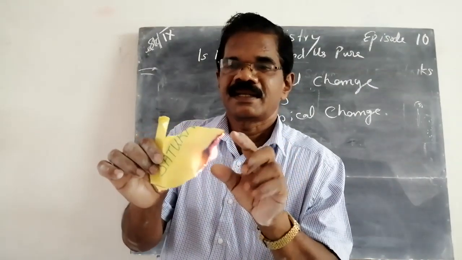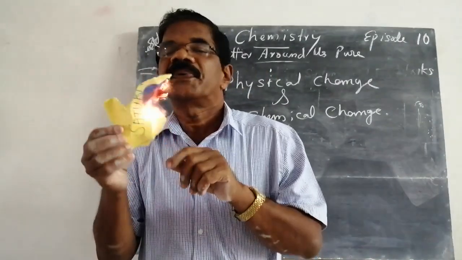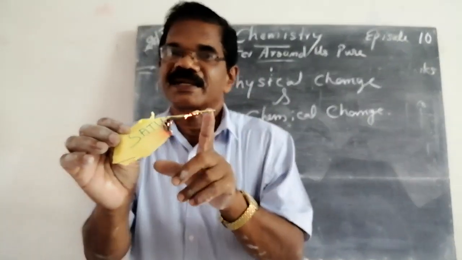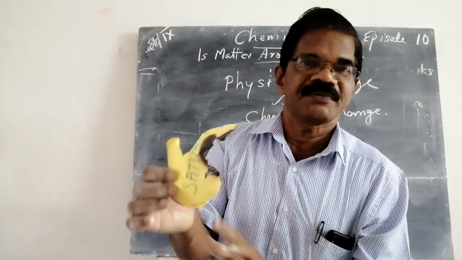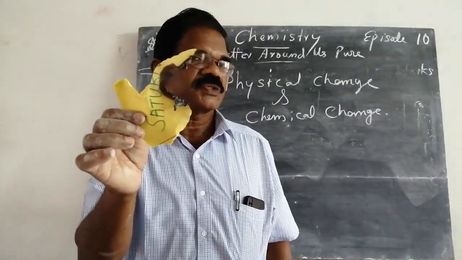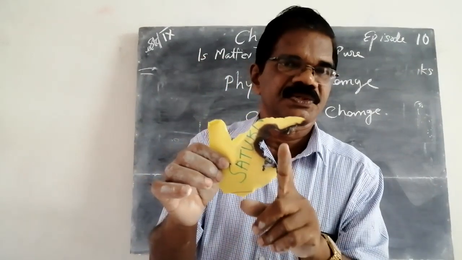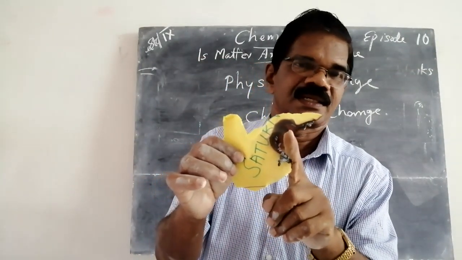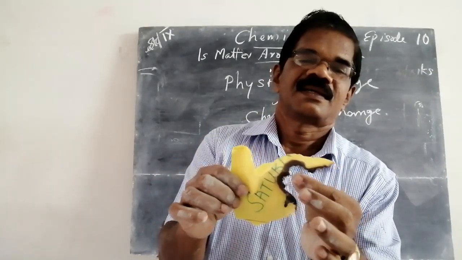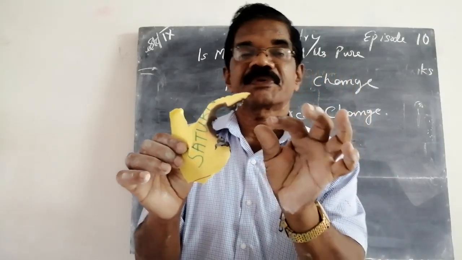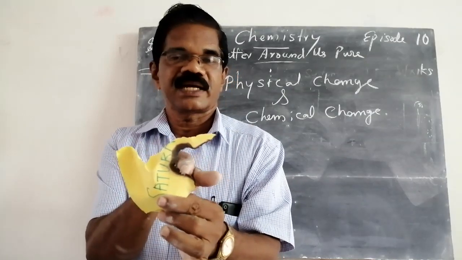On burning paper, ash is formed. From the ash, we cannot produce paper. That is, it is irreversible. It cannot be reversed. What are the properties of a chemical change? One, a new substance is formed. What is the new substance formed here? Ash. Second, the change is permanent. This ash is a permanent product. Third, it cannot be reversed. From the ash, we cannot produce paper.